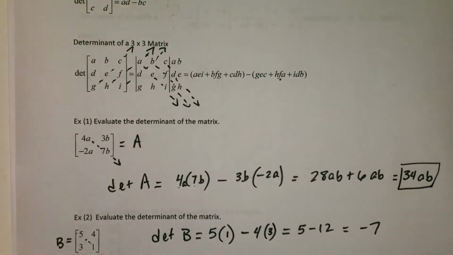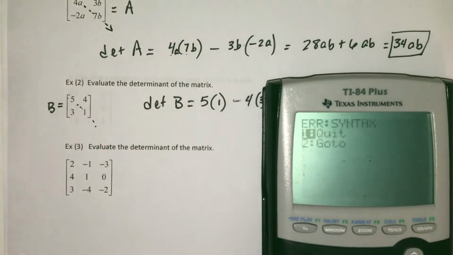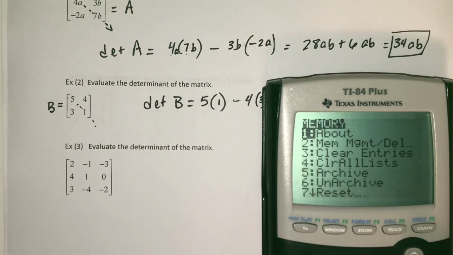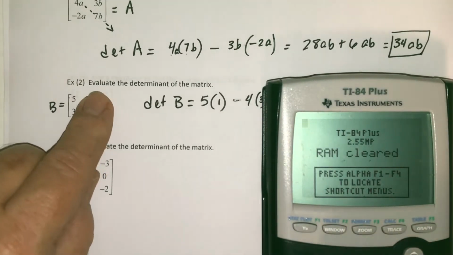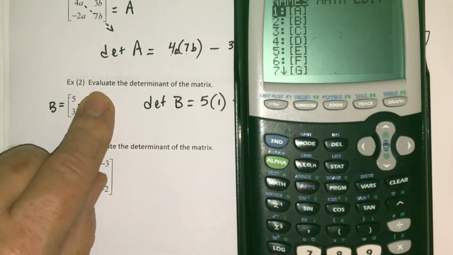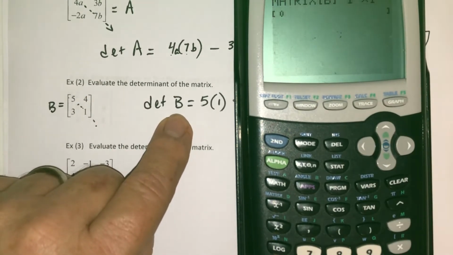Now, since this one doesn't have any variables on it, I'm going to make sure you see how you can check that with your calculator. I don't know what's in my calculator, so I'm going to immediately clear the RAM so I can start fresh. I'm going to do second matrix, and I'm going to edit B. I'll edit number 2. It is a 2 by 2.